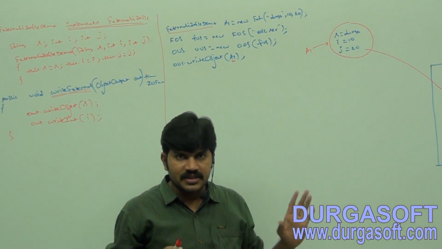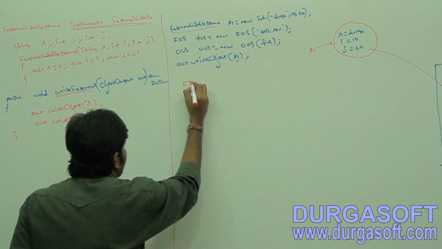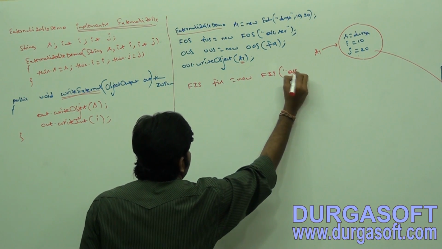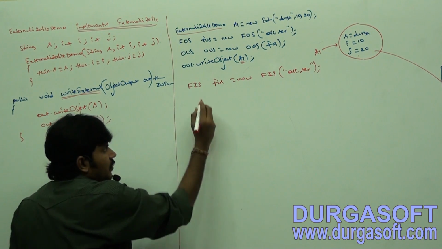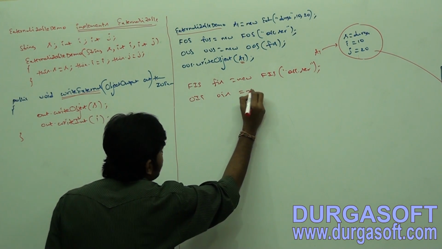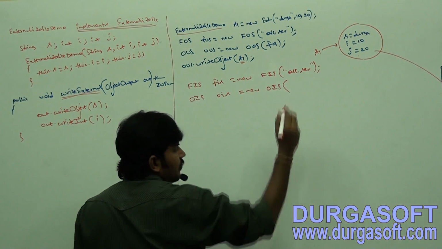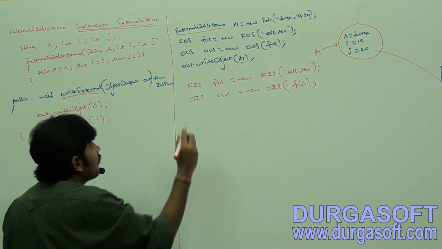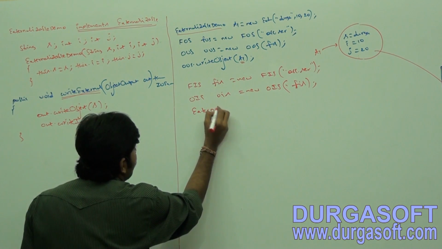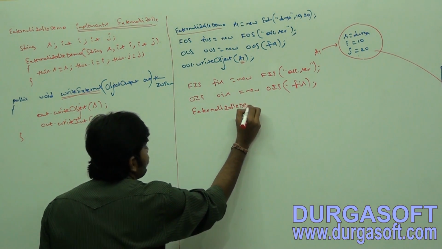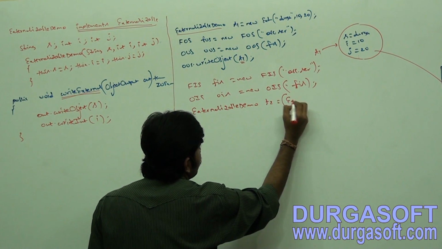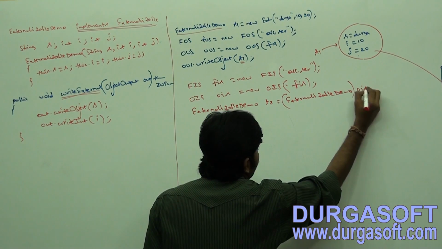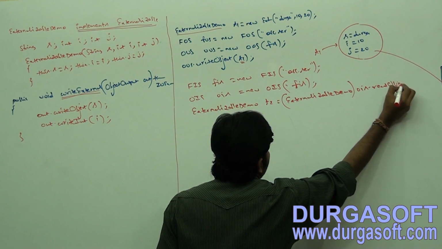Let me perform deserialization, right? Now what is the code we have to take? FileInputStream fis = new FileInputStream("abc.ser"). Next, what is the next one? ObjectInputStream ois = new ObjectInputStream(fis). Next, can you tell what is the next one? Externalizable. ExternalizableDemo t2 = (ExternalizableDemo) ois.readObject(), right?